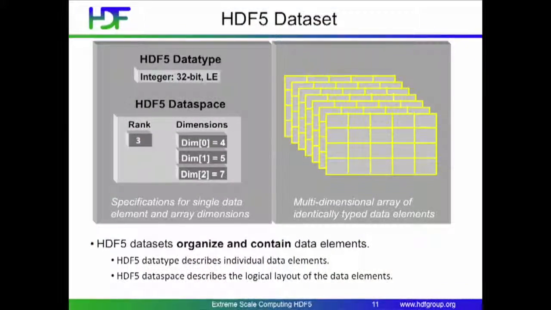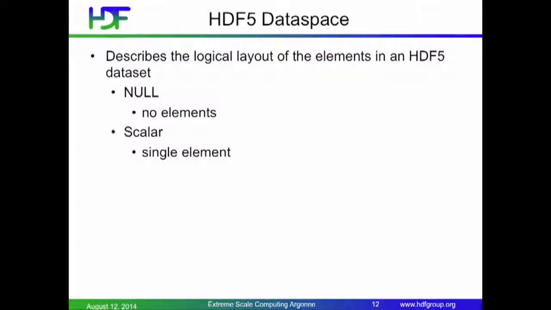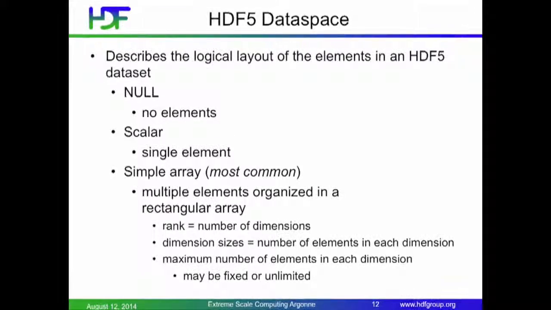So this is the data type, what's the type in the file, and the data space describes what the array dimension is. This is what I said before. For your data space, you can have a null space. You don't have to have anything in it. You can have a scalar, which is not very common, if you wanted to just store a little piece of information about your data set or data space. And then the most common use of data space is to store simple arrays.